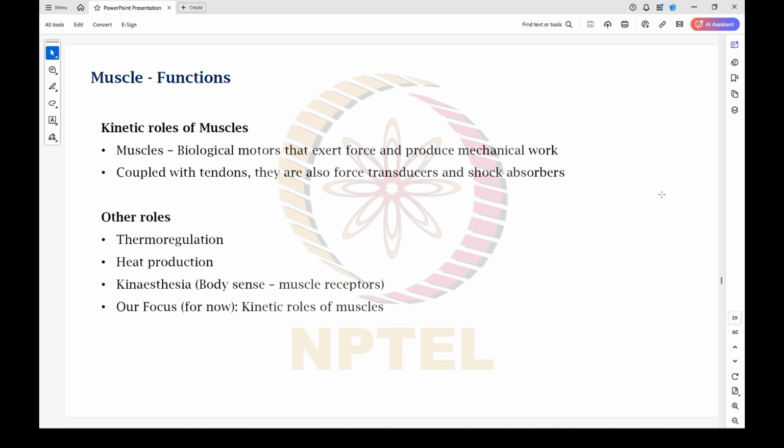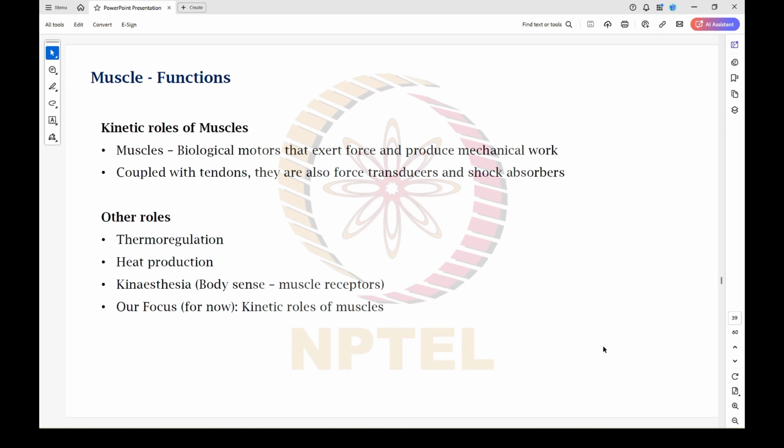There are other functions of the muscle, such as thermoregulation, heat production, and body sense, which is maintained by muscle receptors. But for the sake of this course, we'll just be looking at the movement and the orientation of the muscles.